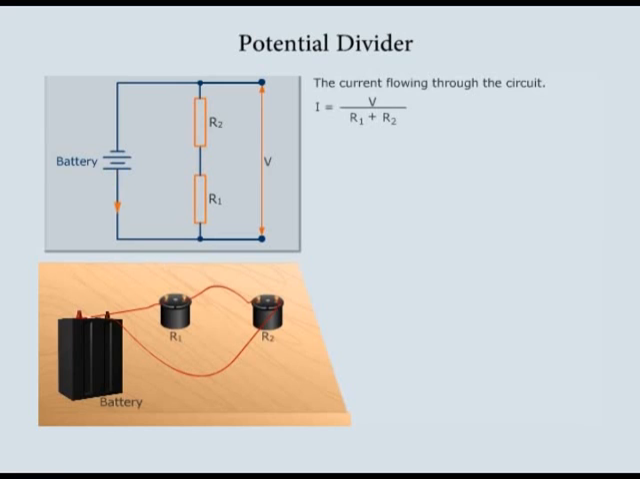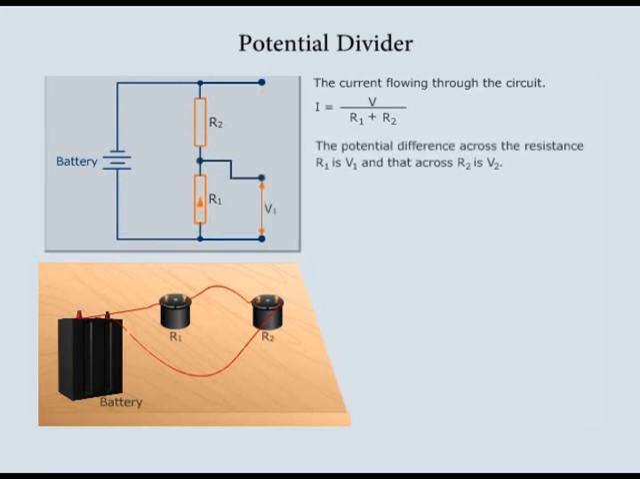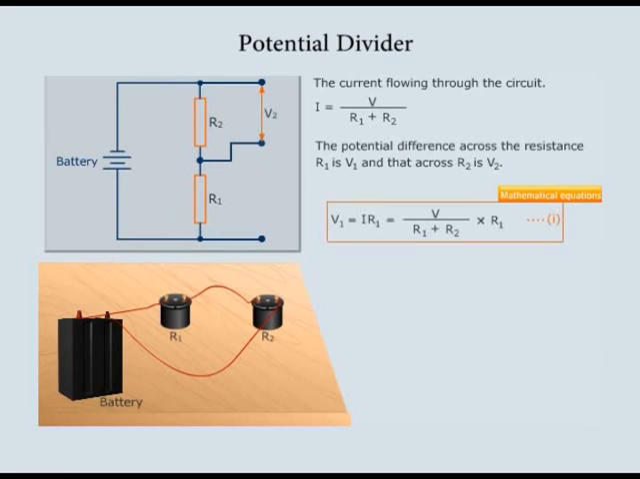The current flowing through the circuit is given by I = V/(R1 + R2). The potential difference across resistor R1 is V1 and that across R2 is V2. V1 = IR1 = V/(R1 + R2) × R1, equation 1. V2 = IR2 = V/(R1 + R2) × R2, equation 2.